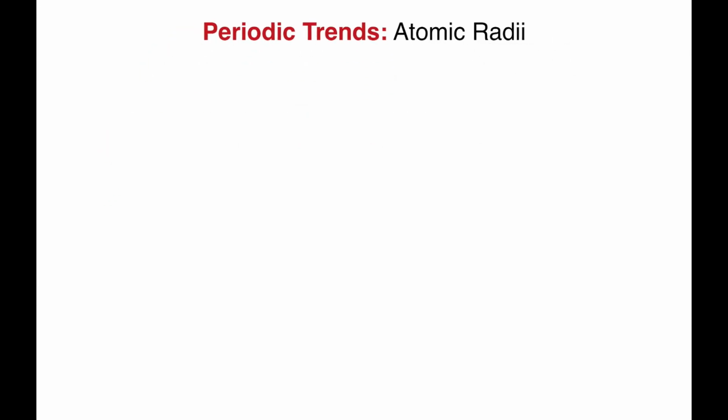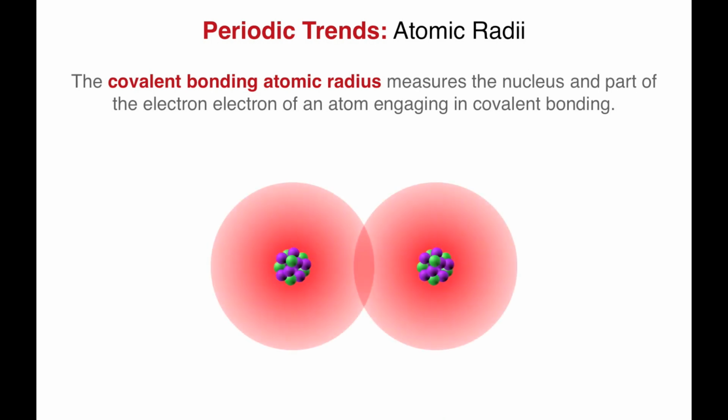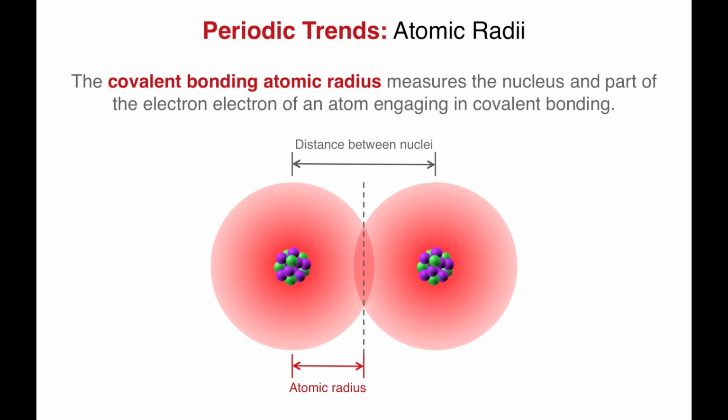What are atomic radii? Well, they're exactly as they sound, and today we'll be talking about covalent bonding atomic radii, which is the radius of an atom involved in covalent bonding, such as these two below. If we measure the distance between their nuclei, and then half that, we get the covalent bonding atomic radius, which does not quite extend as far out as the edge of the electron cloud. This is other types of atomic radii, which we won't be talking about today.